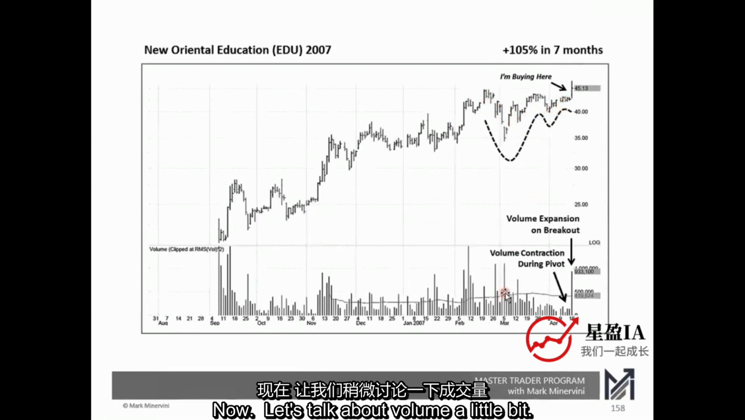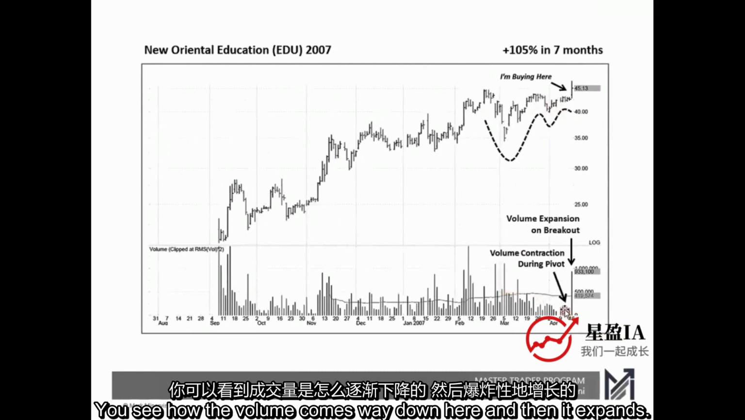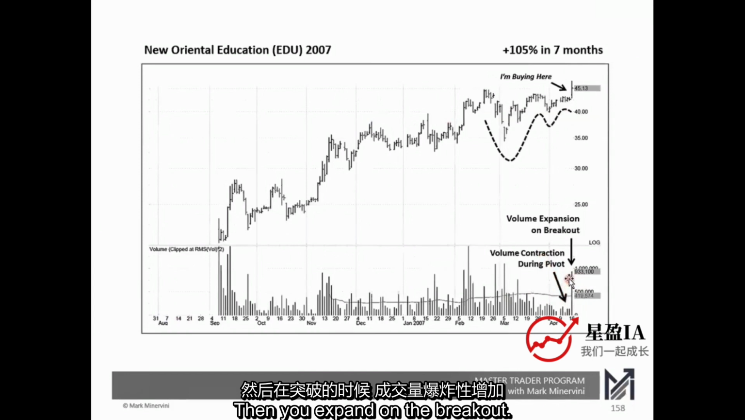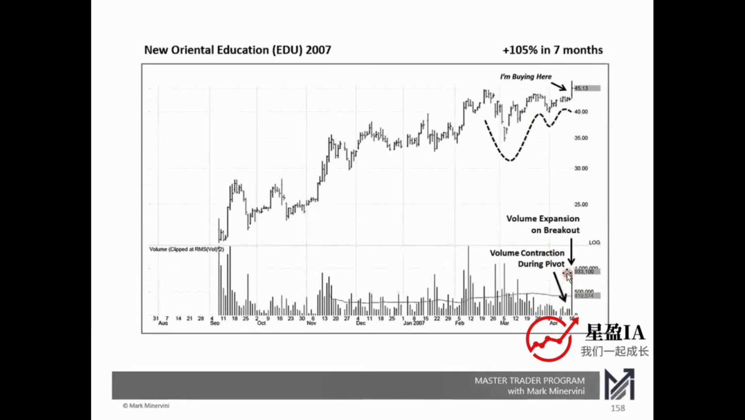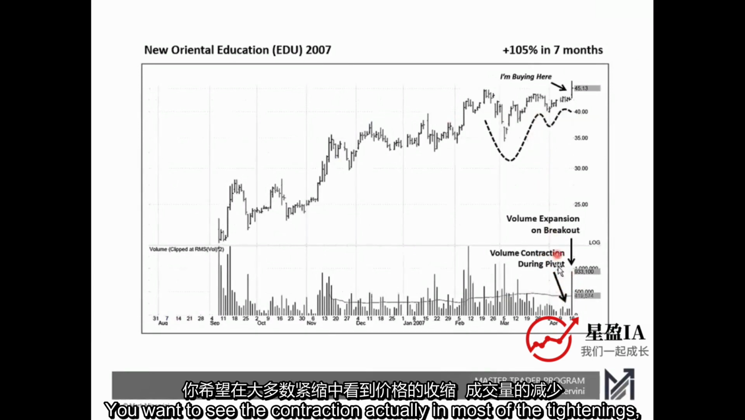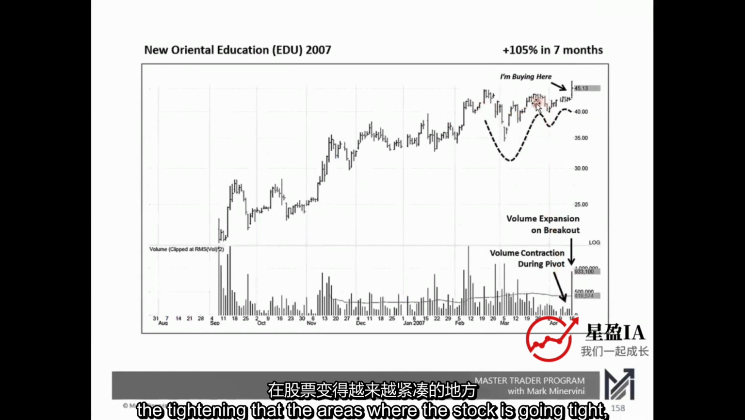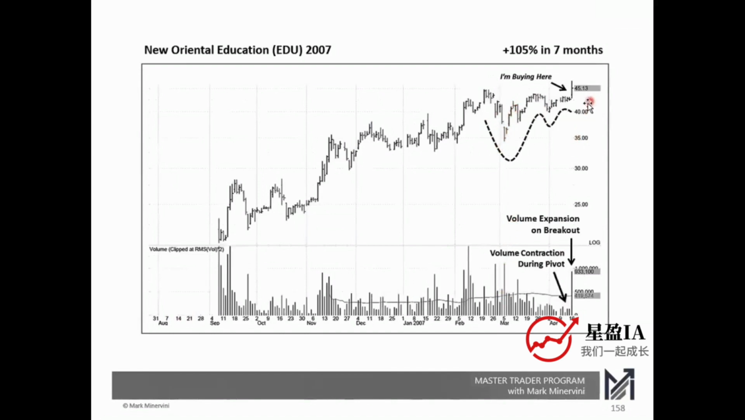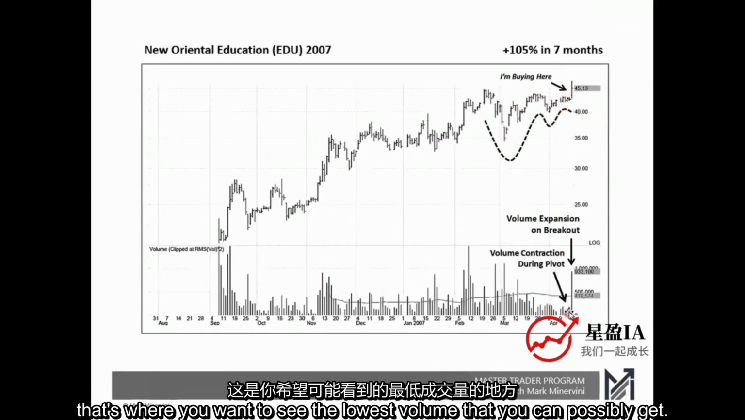Now, let's talk about volume a little bit. You see how the volume comes way down here and then it expands. This is what I call the 1-2 punch, where you contract in the pivot and then you expand on the breakout. This is what you want to see. And you want to see the contraction actually in most of the tightenings. In the areas where the stock is going tight, you want to see the volume come in. And then when it's moving up the right side, that's where you want to see some volume. But particularly when it's in the pivot, that's where you want to see the lowest volume that you can possibly get.